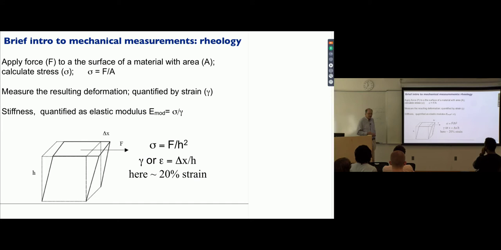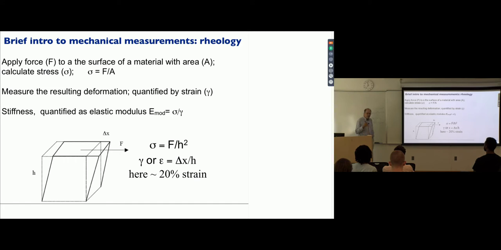So force in SI units is newton, area is square meter. Newton divided by meter squared is a Pascal. Okay, so that's useful to know. A Newton per meter squared is kind of useless intuitively for biological or cell size things, because a meter squared is, you know, bigger than you are.